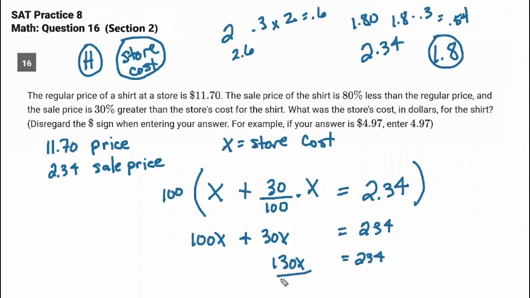You divide, and at last, it's going to be 234 divided by 130. And that's 1.8. This algebra, again, is where it's going to get you. If you just plug in, you're going to get it right. But here's how to do the algebra. Whatever you do, take your time, get it right, and move on.